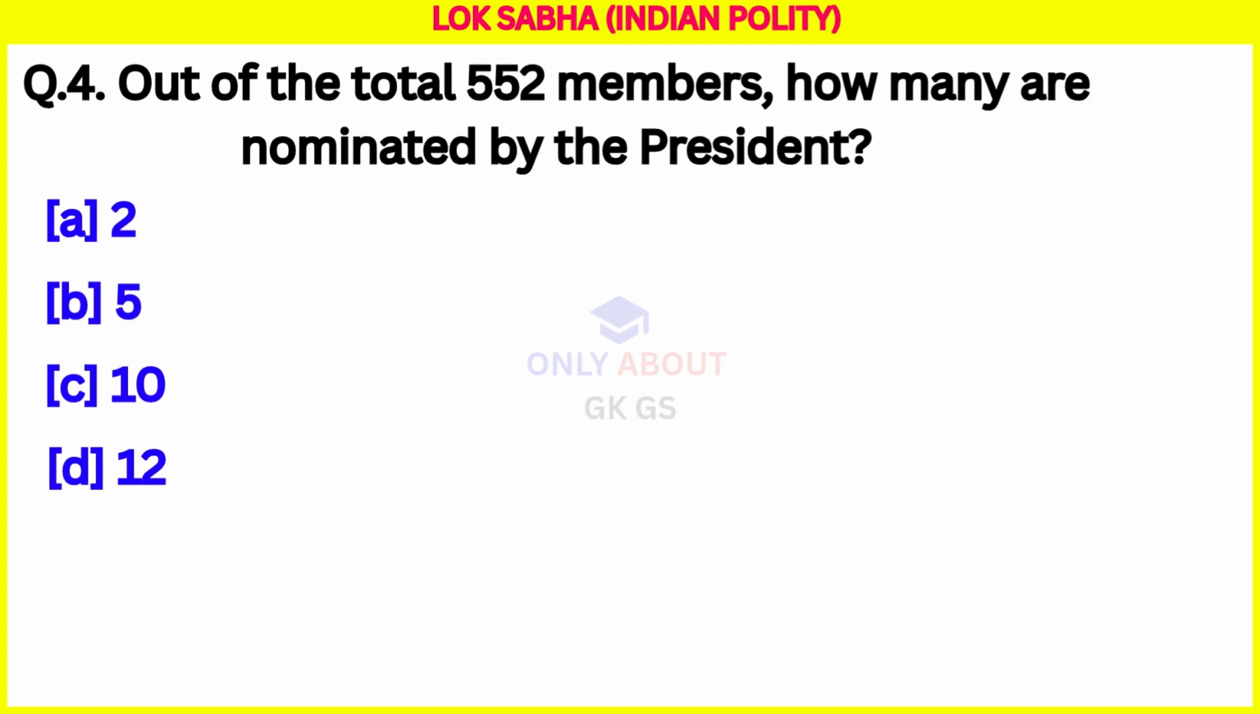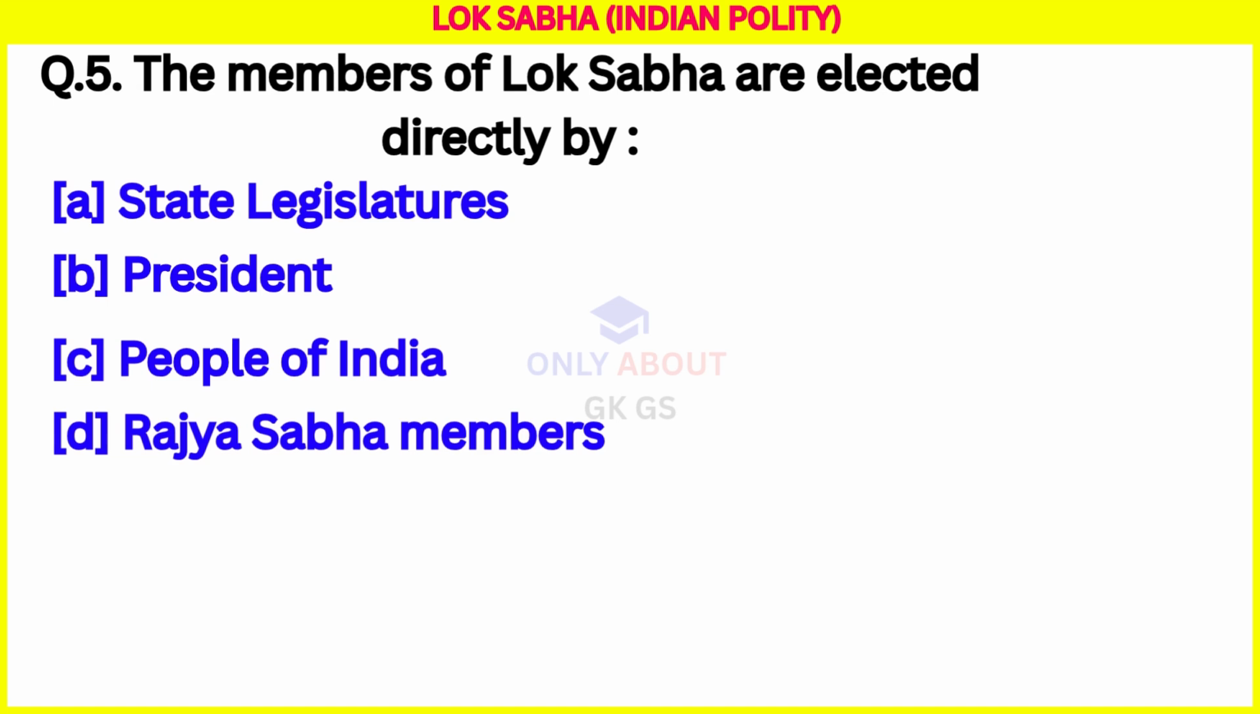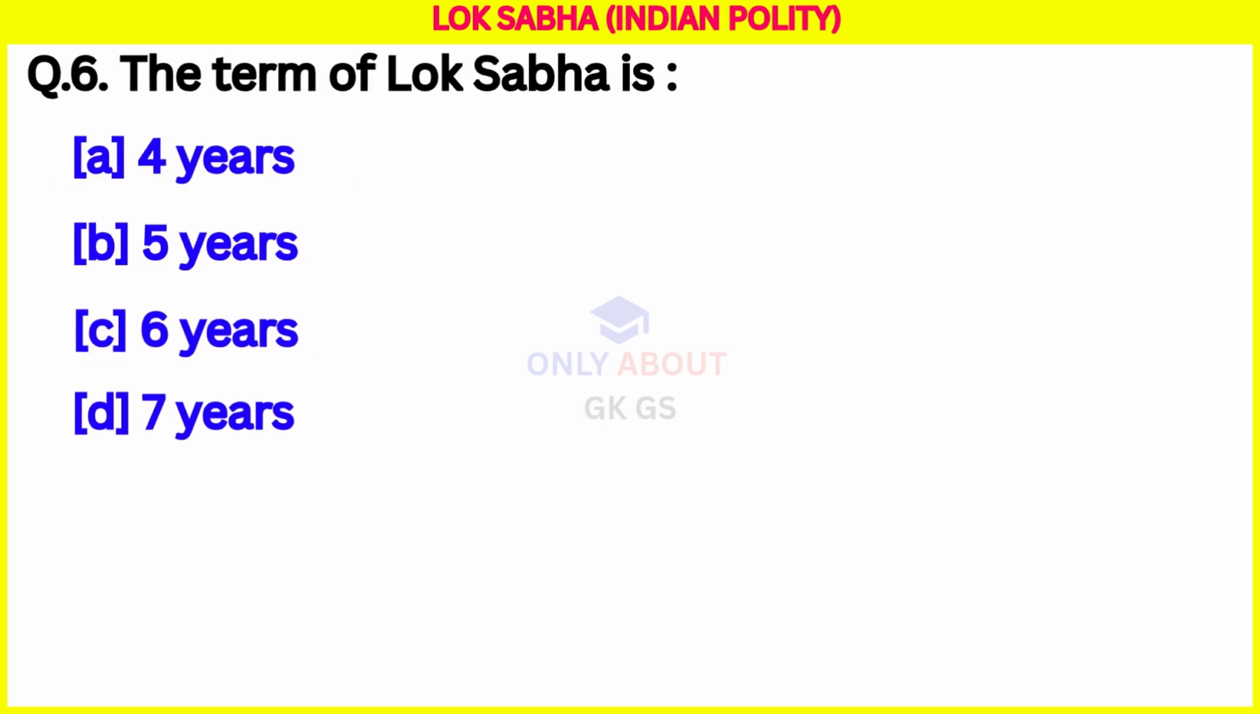Next question. Out of the total 552 members, how many are nominated by the President? Correct answer 2. Next question. The members of Lok Sabha are elected directly by? Correct answer, people of India. Next question. The term of Lok Sabha is? Correct answer 5 years.